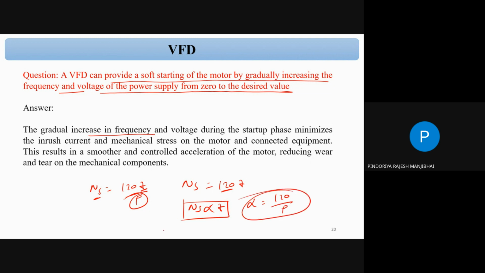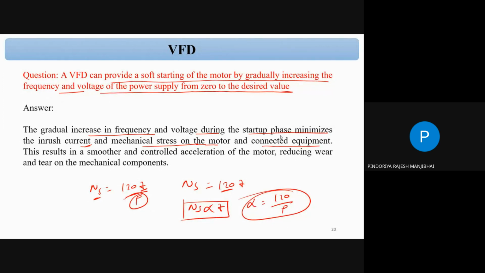So finally, we can say that gradually increasing the frequency and voltage during startup minimizes inrush current and mechanical stress on the motor and connected equipment. Okay. So the role of the VFD is to gradually increase the frequency and the voltage. So we have to maintain a constant V by F ratio.